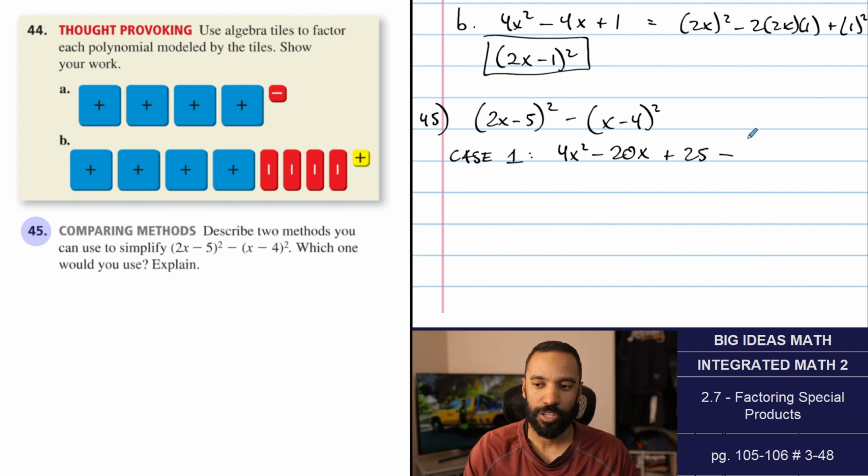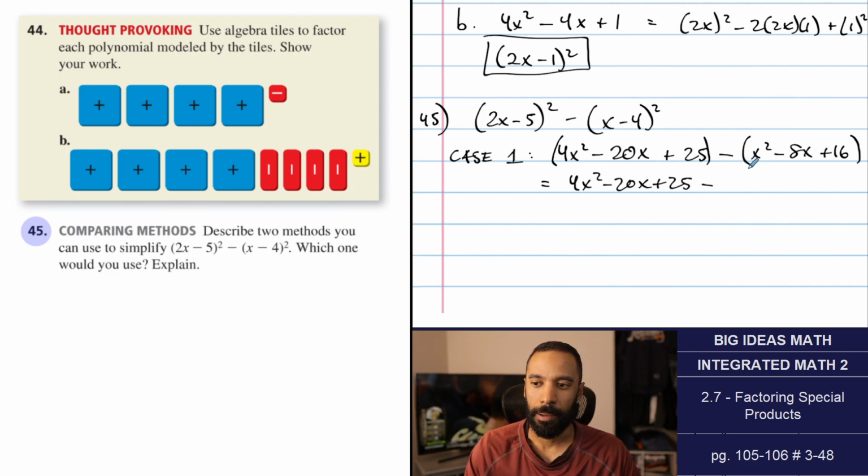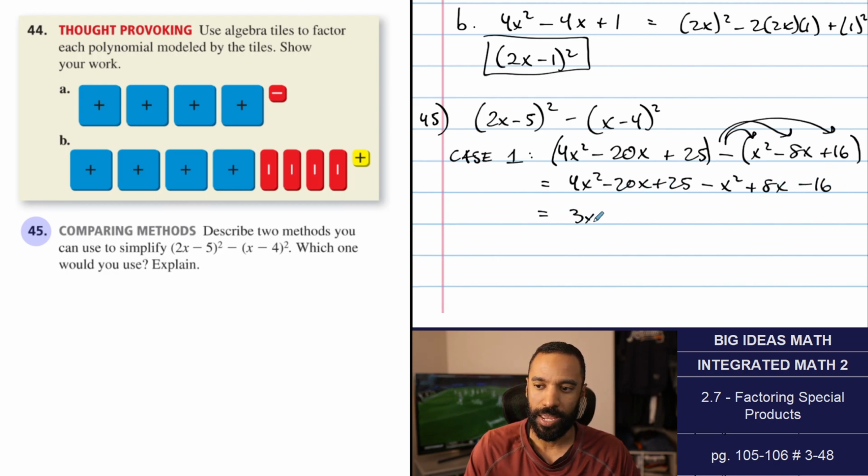Minus, and then the (x − 4)², put it in parentheses because we're subtracting this quantity. We square x, we double, with the minus, we double 4x, that's 8x, and then we square the 4 to get 16. So there's that part. That becomes 4x² − 20x + 25. Let me wrap that in parentheses to start. Boom. And then minus, distribute this negative: x² − 8x + 16. And you combine like terms and we get 3x² − 12x + 9.